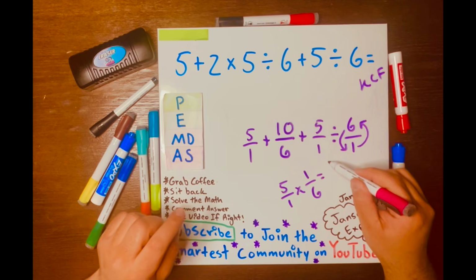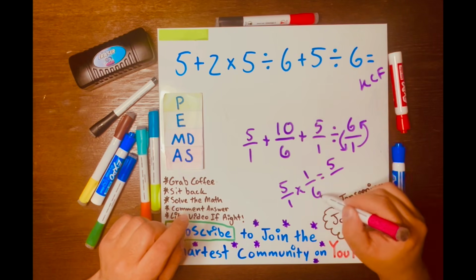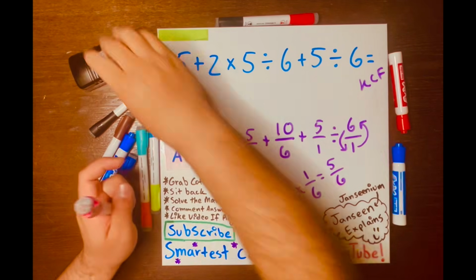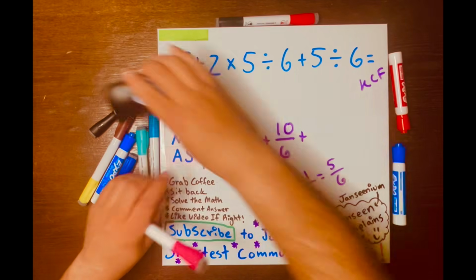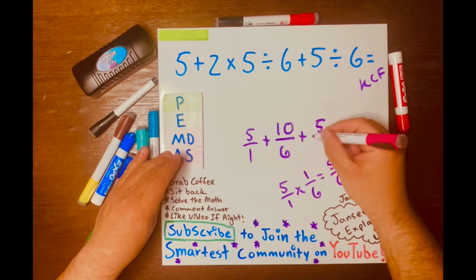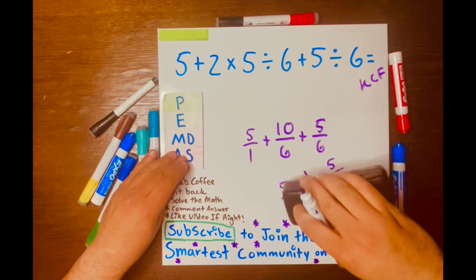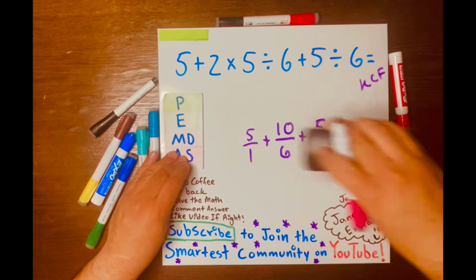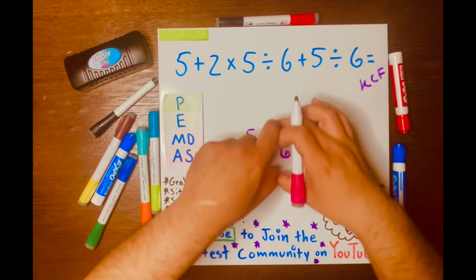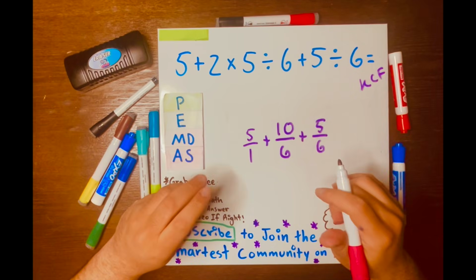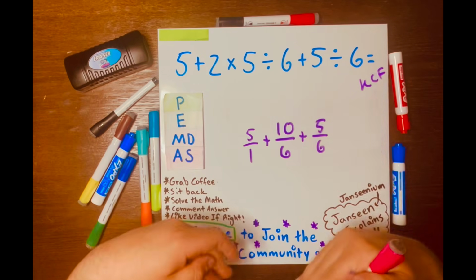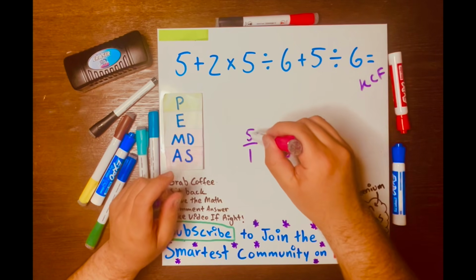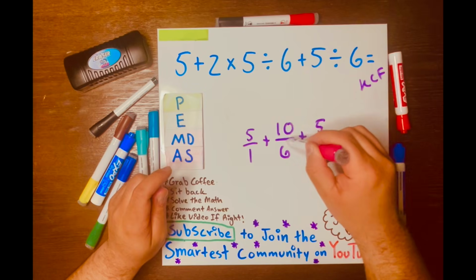So 5 times 1 is 5. And 1 times 6 is 6. So I erase this now and write 5 over 6 here. And erase all this, we don't need. And now we're looking at this. Now, according to PEMDAS, you're solving the math problem from left to right according to its levels. Now, we start with 5 over 1 plus 10 over 6.